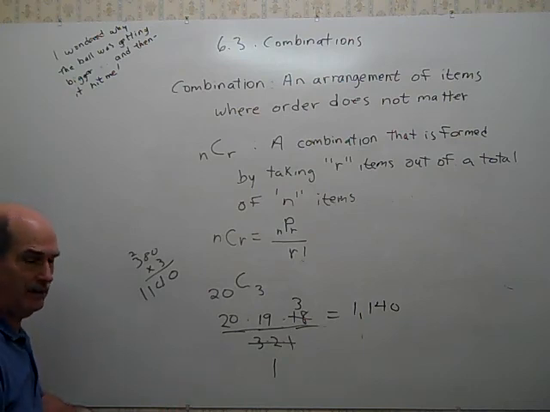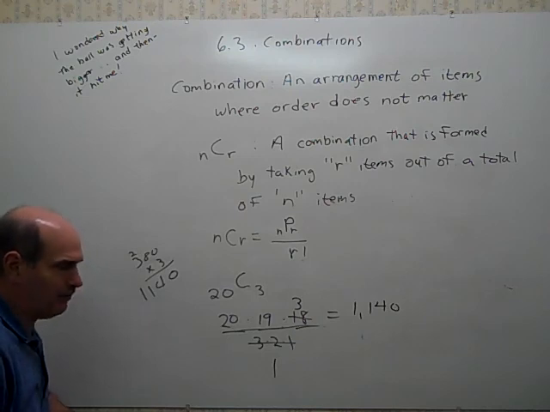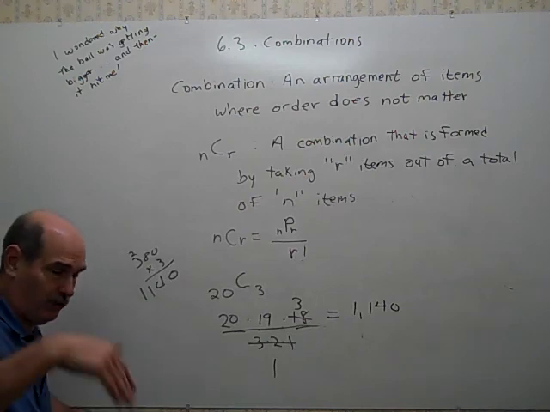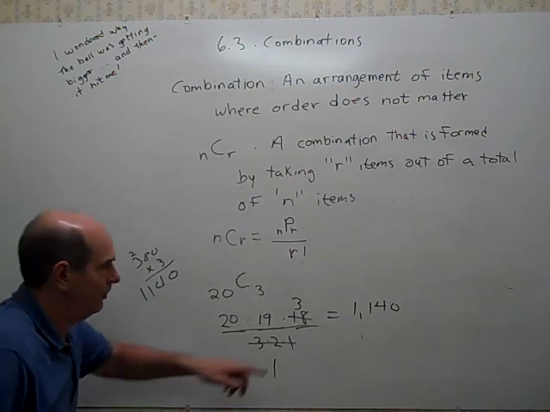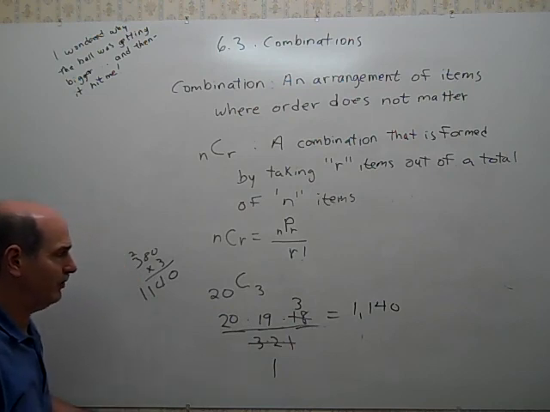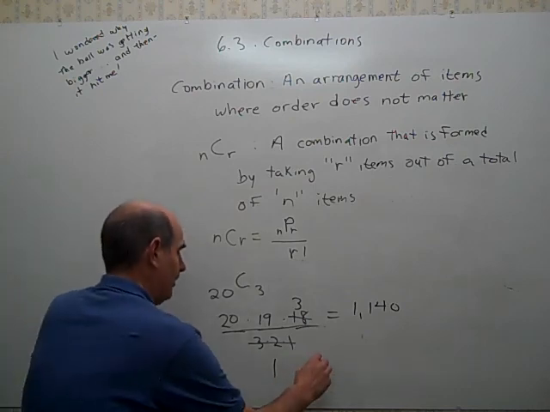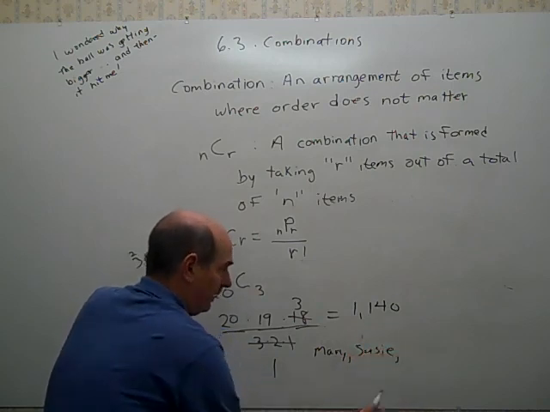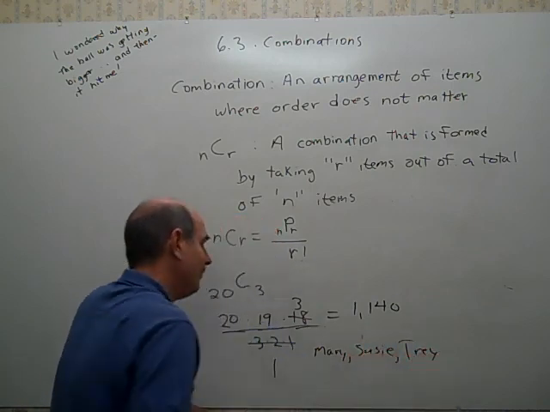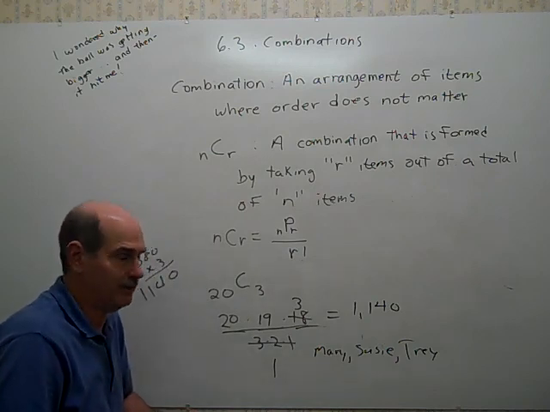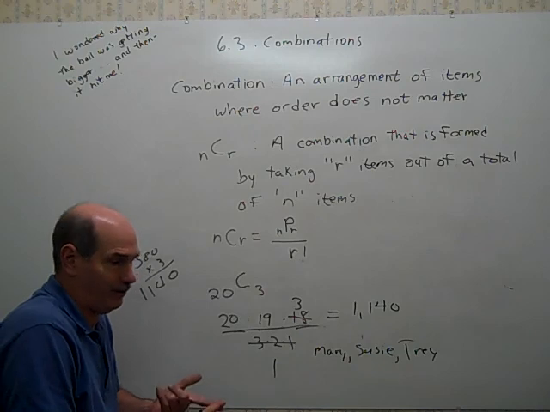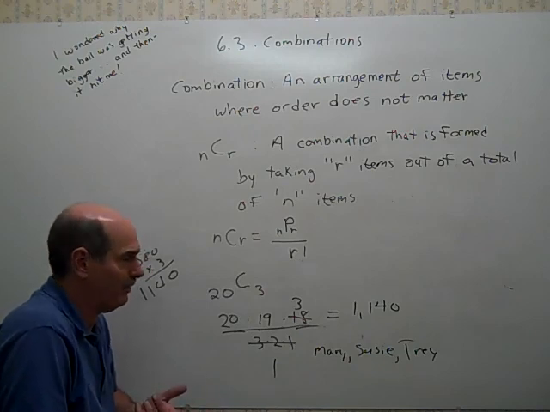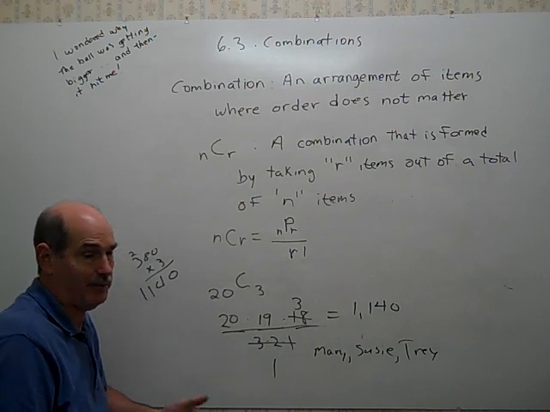Pretty astounding number. And then you can ask questions like, what's the probability that if we did it randomly, we would pick these specific 3 people, and it would be one way out of the 1,140. So the probability of getting a specific set of 3, if I had names, say there's a Mary in the class, and a Susie, and a Trey. The probability that you get Mary, Susie, and Trey would be 1 out of 1,140. But it really doesn't matter whether it's Mary gets picked first, then Susie and Trey, or Trey gets picked first, then Susie, Mary. They all count the same because it's a combination.